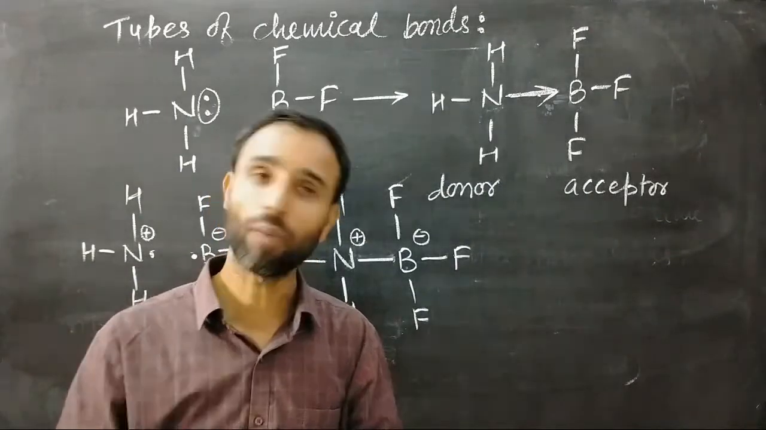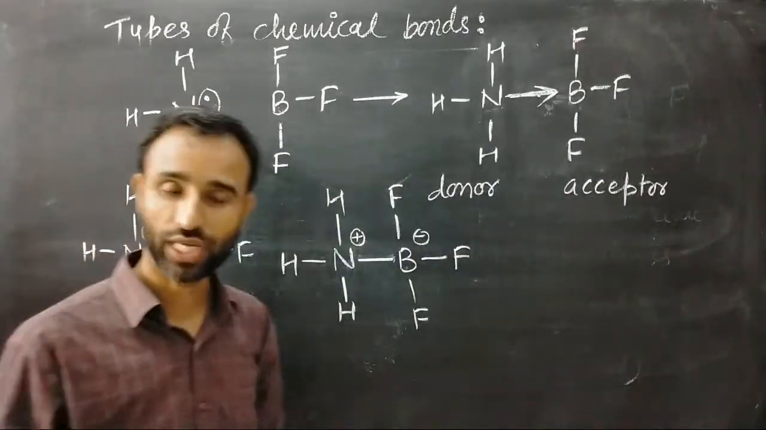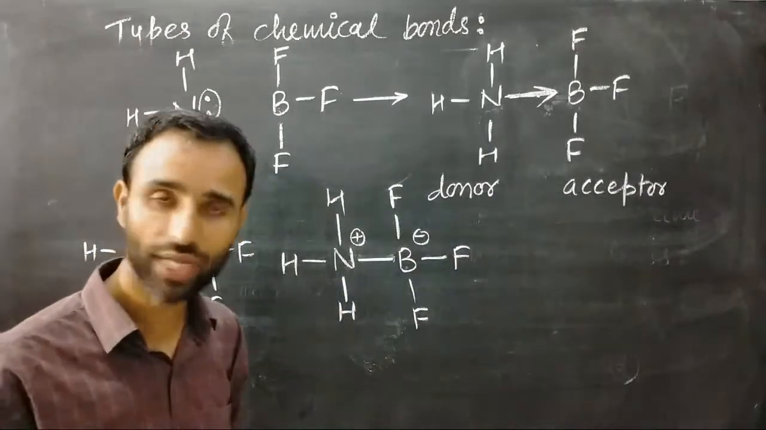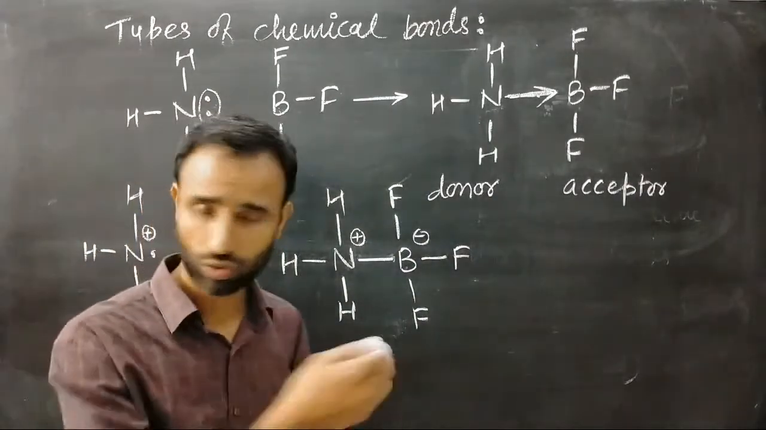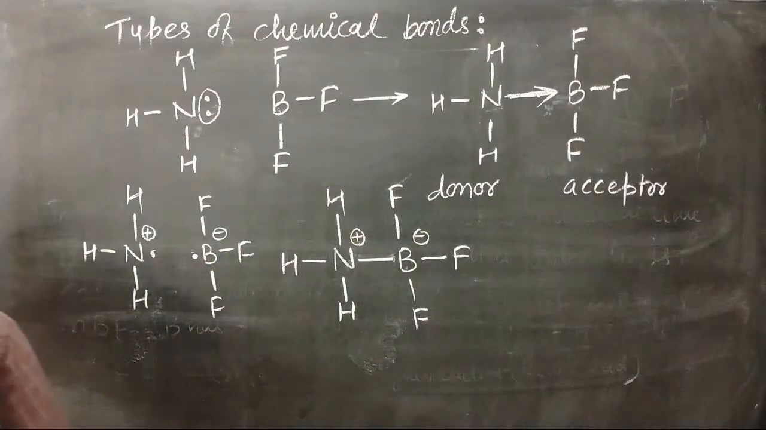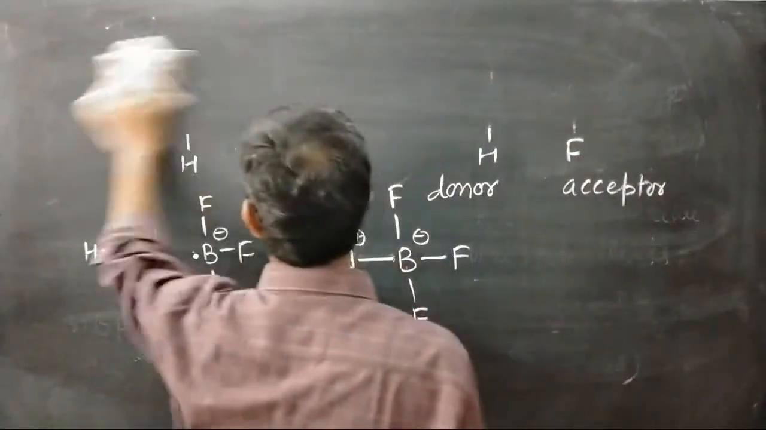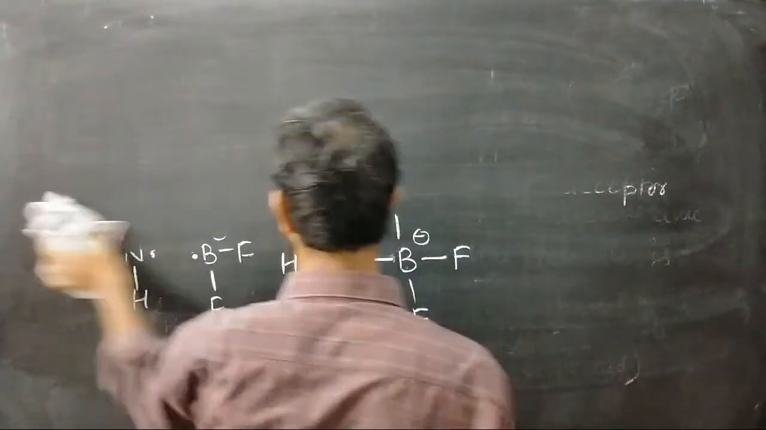So let's stop here today. We have completed today the Kossel approach of ionic bonding, and sodium chloride we have prepared. Let us do one more, that is calcium fluoride, and then we will stop our discussion for today.